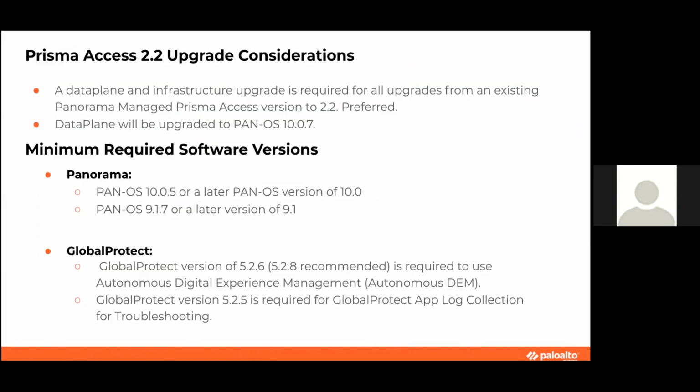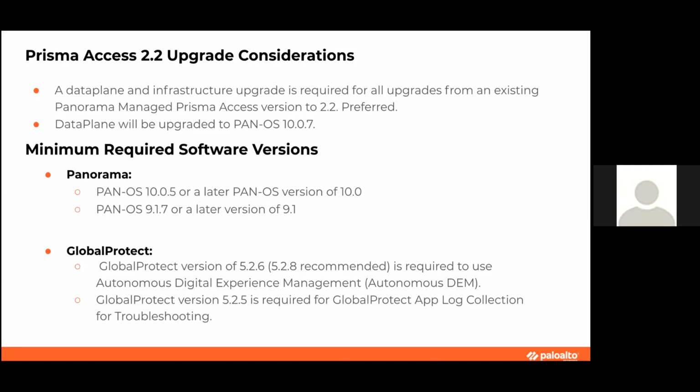Before I jump to the features in detail, let's have a look at the Prisma Access 2.2 upgrade considerations. Prisma Access 2.2 consists of a single Prisma Access version, and it uses the cloud service plugin 2.2 preferred. There is no 2.2 innovation version, as previously we had in 2.0 innovation and preferred, but 2.2 is only preferred. A data plane and infrastructure upgrade is required for all upgrades from an existing Panorama managed Prisma Access version to 2.2.